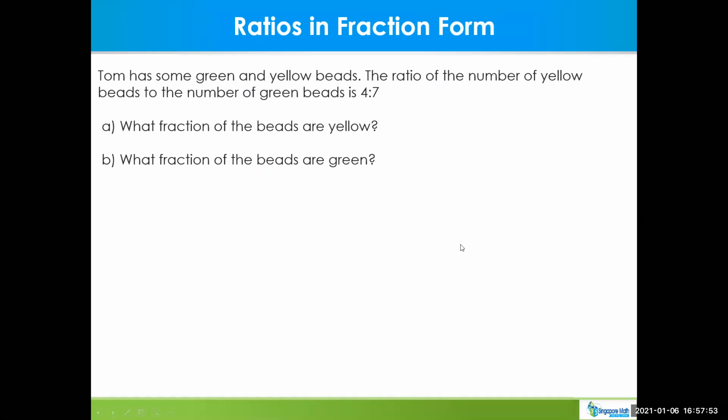Now let's move on to ratios in fraction form. Tom has some green and yellow beads. The ratio of the number of yellow beads to the number of green beads is 4:7. What fraction of the beads are yellow and what fraction of the beads are green? Can you send me your answers for part A and part B? Your answer should be in a fraction. There is no fraction symbol on your keyboard, so you can use the slash, like 1/2. What fraction of them are yellow and what fraction are green? Send it to me via chat.